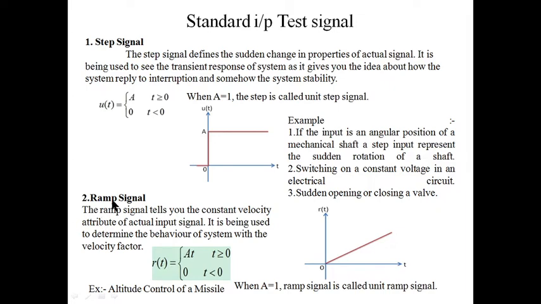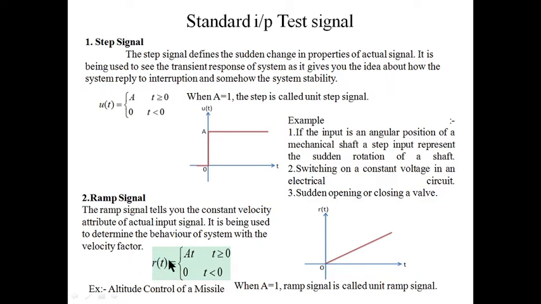Then here we are having the ramp signal. The ramp signal tells you the constant velocity attribution of actual input signal. Here you can see the response of the system continuously goes on increasing. Constant velocity attribution is there. It is being used to determine the behavior of the system with velocity factor.